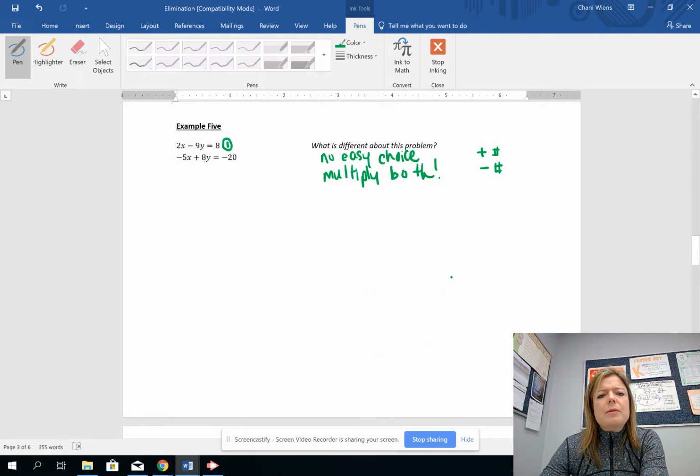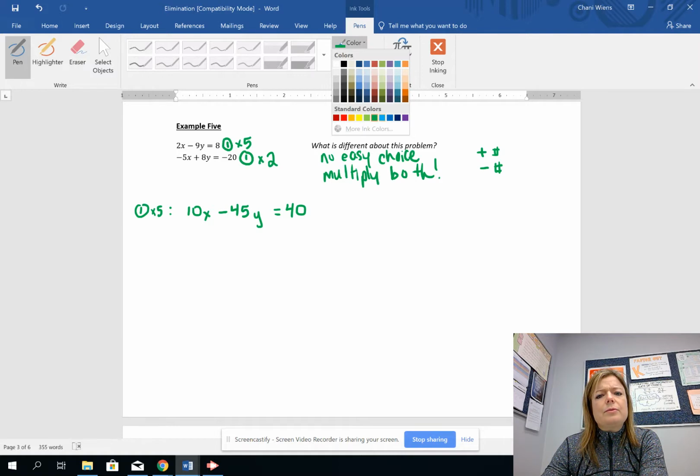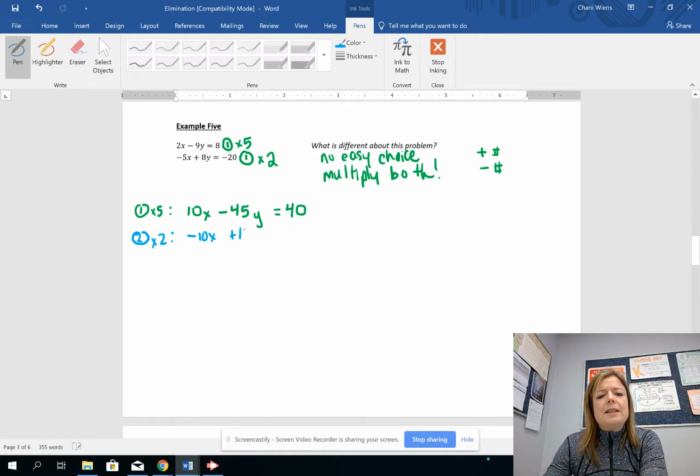So this first equation we need to multiply by 5 so that we will get a positive 10 here. And the second equation we need to multiply by 2 so that we will have a negative 10 here. 10 and negative 10 will eliminate. So let's do that down below. So equation 1 times 5, colon, that gives us 10x minus 45y equals 40. Okay, and now let's do equation 2 times 2, colon. So that gives us negative 10x plus 16y equals negative 40.